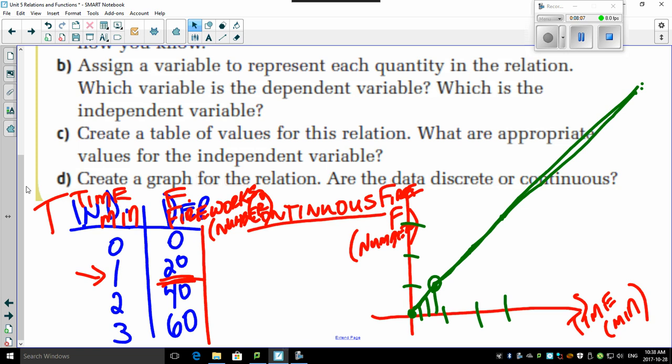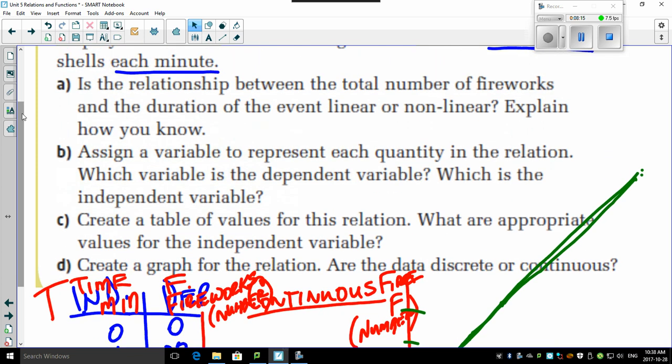Now that I've done all of that, it was kind of silly. I did the graph first. Let's go back and answer the question now, which is like, huh? Usually you answer the question as you go. Well, some things you couldn't necessarily answer until you saw the data and you saw the relationship as a graph. So the question says, is the relationship between the total number of fireworks and the duration of the event linear or nonlinear? In other words, is it a line? Well, yes, it is. How do I know? Because it's the same amount of fireworks being blown up every single minute.